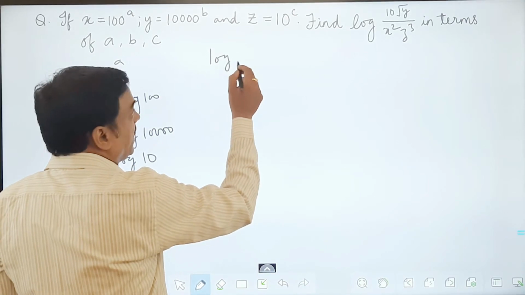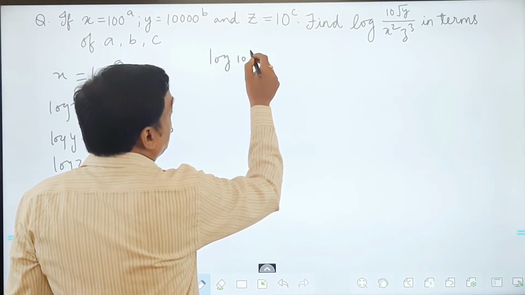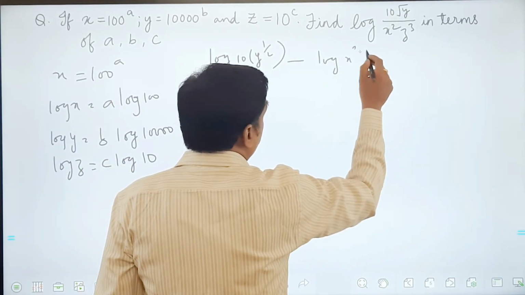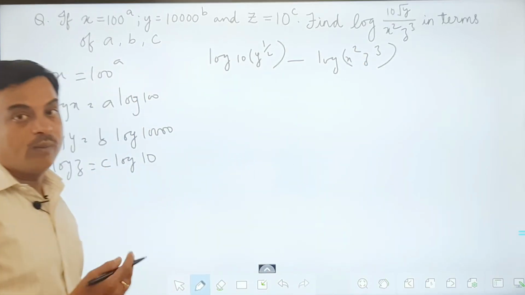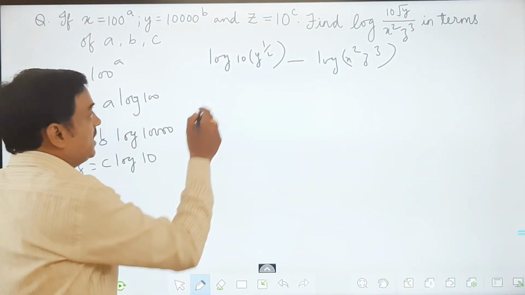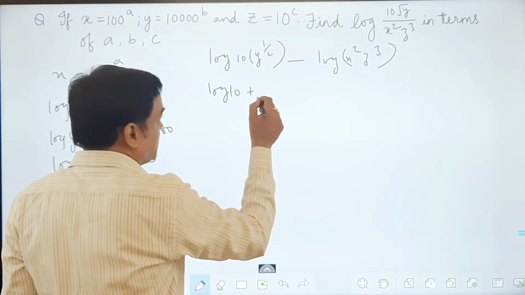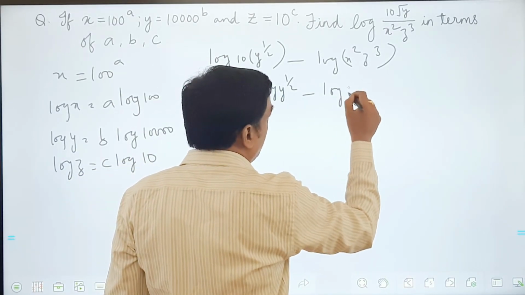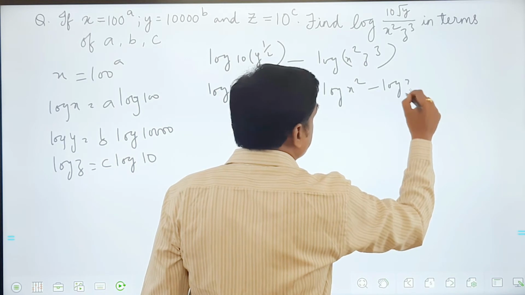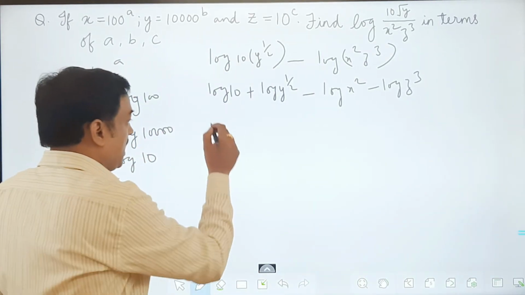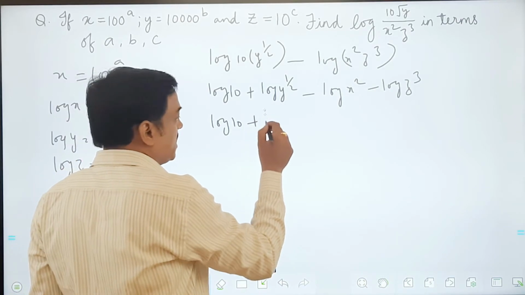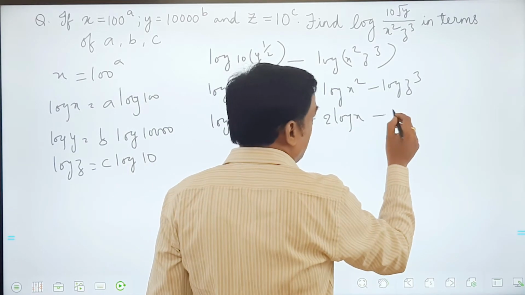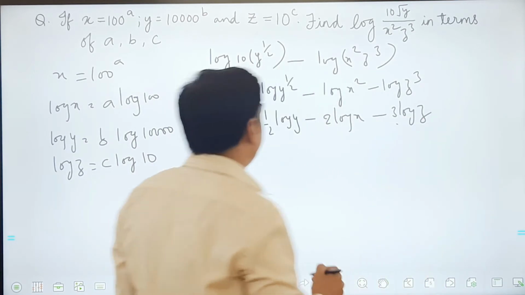So in first step I can write log 10 into y to the power of 1 by 2 minus log x square z cube as a value. Denominator I can take it as minus log, and then this is log 10 plus log y to the power of 1 by 2 minus, this can be taken as log x square minus log z cube is what you get here in this case. And then it is log 10 plus 1 by 2 log y minus 2 log x minus 3 log z is what you get here.